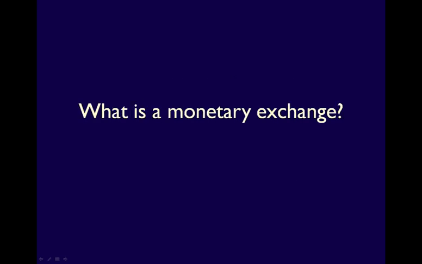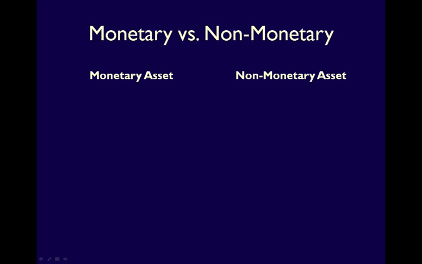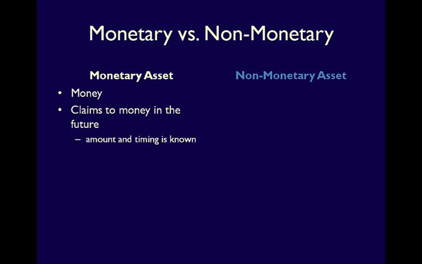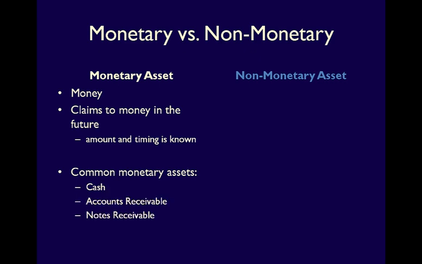The easiest way to do that is to compare the terms monetary and non-monetary with regards to assets. A monetary asset is either money, you can see the connection between monetary and money, or a claim to money at some point in the future. Claims to money are assets where the amount and timing of the collection is determinable. The most common monetary assets that you might give up would be, of course, money, but also accounts receivable and notes receivable. Both of these are monetary assets because the future cash receipts are known, both in amount and timing.